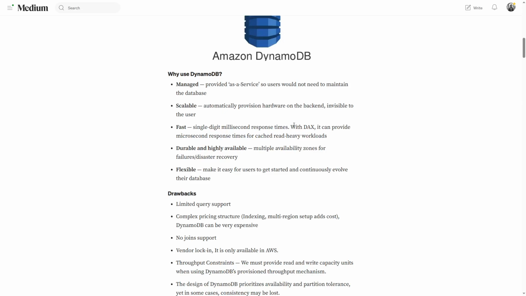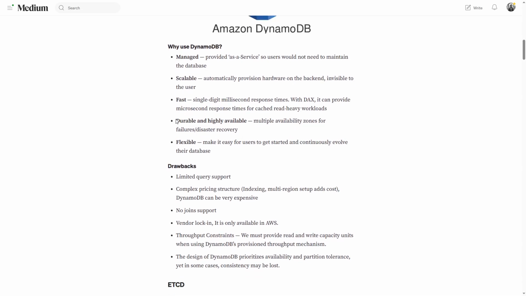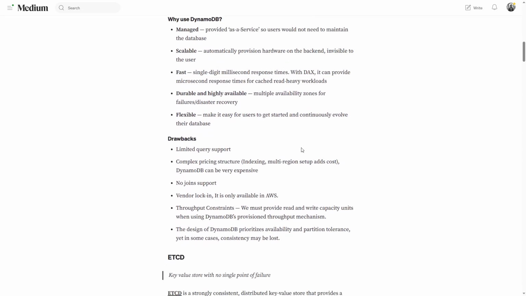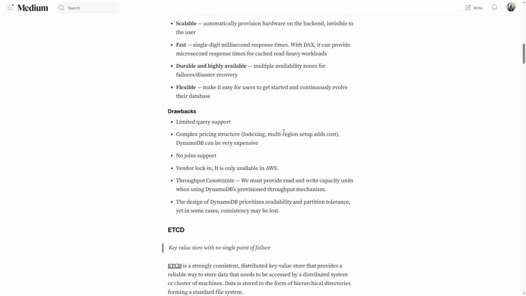And we can also have DAX, which is the DynamoDB Accelerator, which can provide even microsecond responses for read heavy workloads that we have. It is highly durable because we have multiple availability zones to which the data gets replicated, and it is very flexible for us to make the system go from one design to another design in a quicker way. Turnaround time is very fast for this.